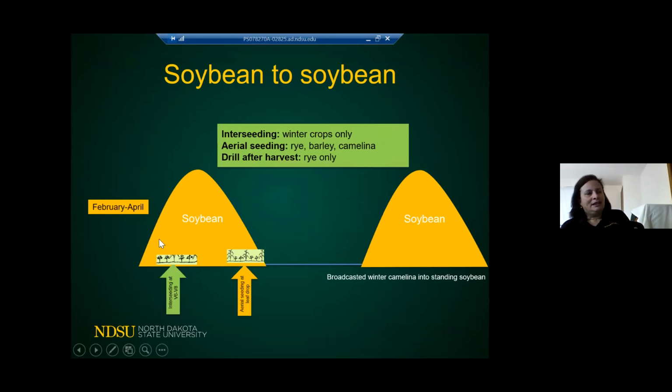That's the idea of doing this at V6, right? Because we can put it on the soil. But in soybean it really doesn't work.